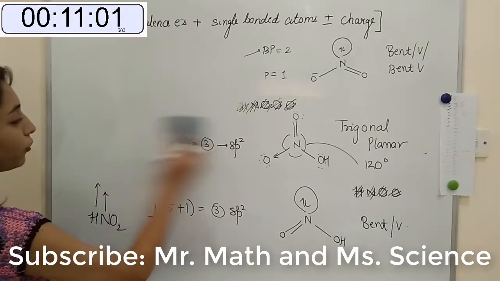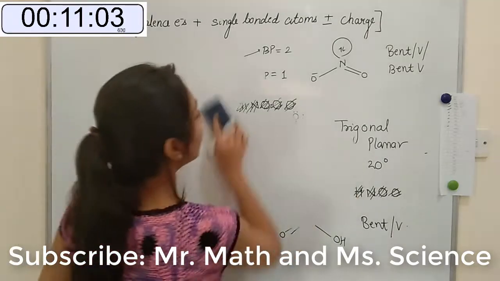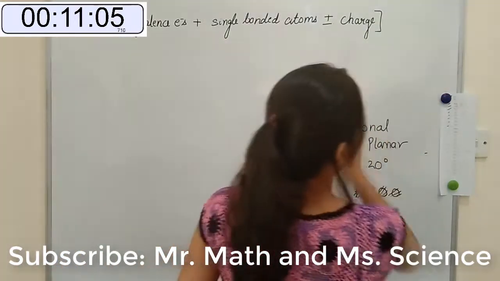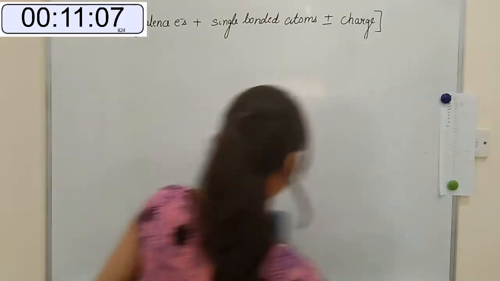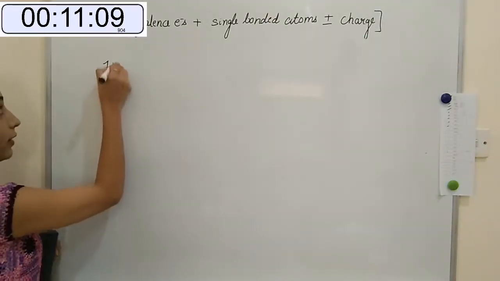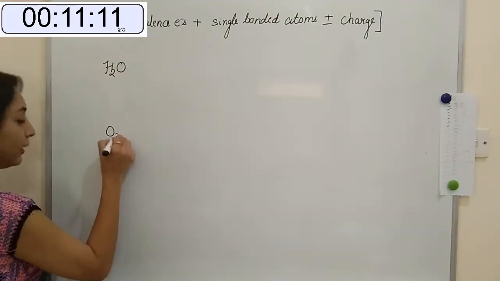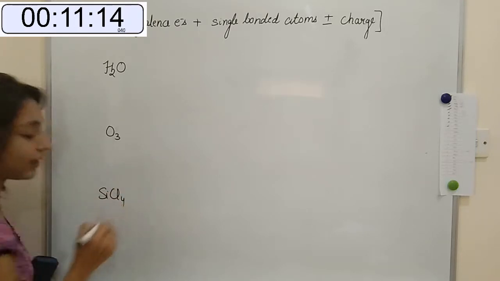These were all the molecules related to nitrogen. Now let us move on to another set of molecules. So we'll be taking, let us take water, let us take O3, let us take SiCl4.